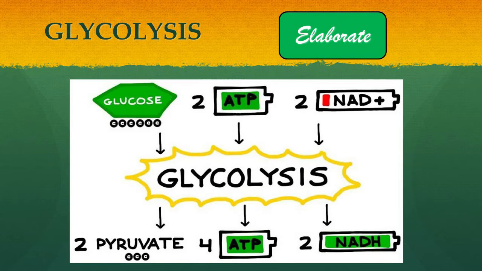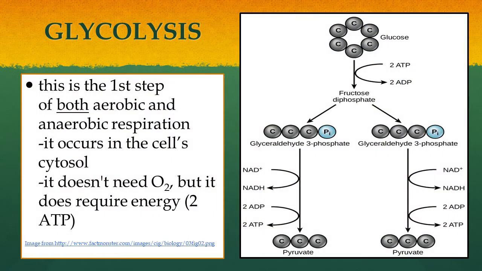This time, we are going to discuss the 3 processes of cellular respiration. Let us start with glycolysis. We have here a diagram that summarizes the processes involved in glycolysis. Glycolysis is the first step of both aerobic and anaerobic respiration. It occurs in the cell's cytosol. It doesn't need oxygen, but it does require energy, specifically 2 ATP.